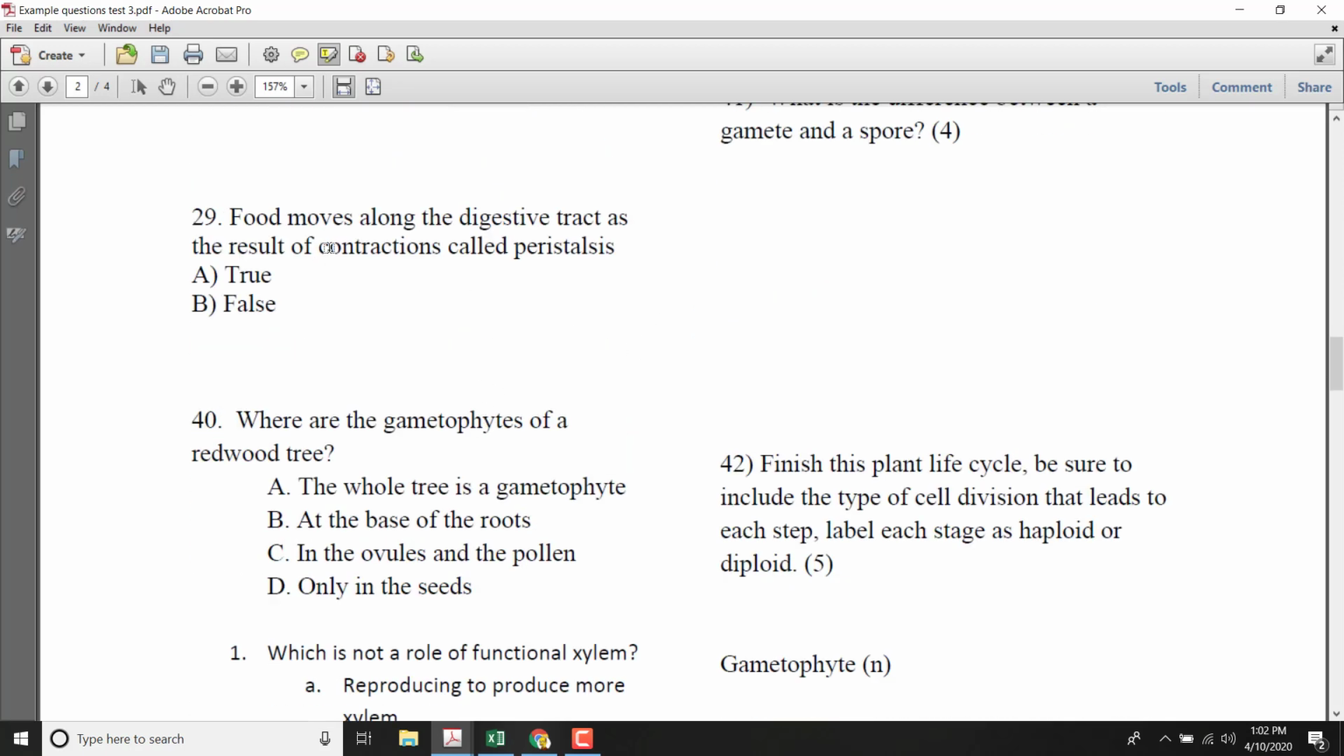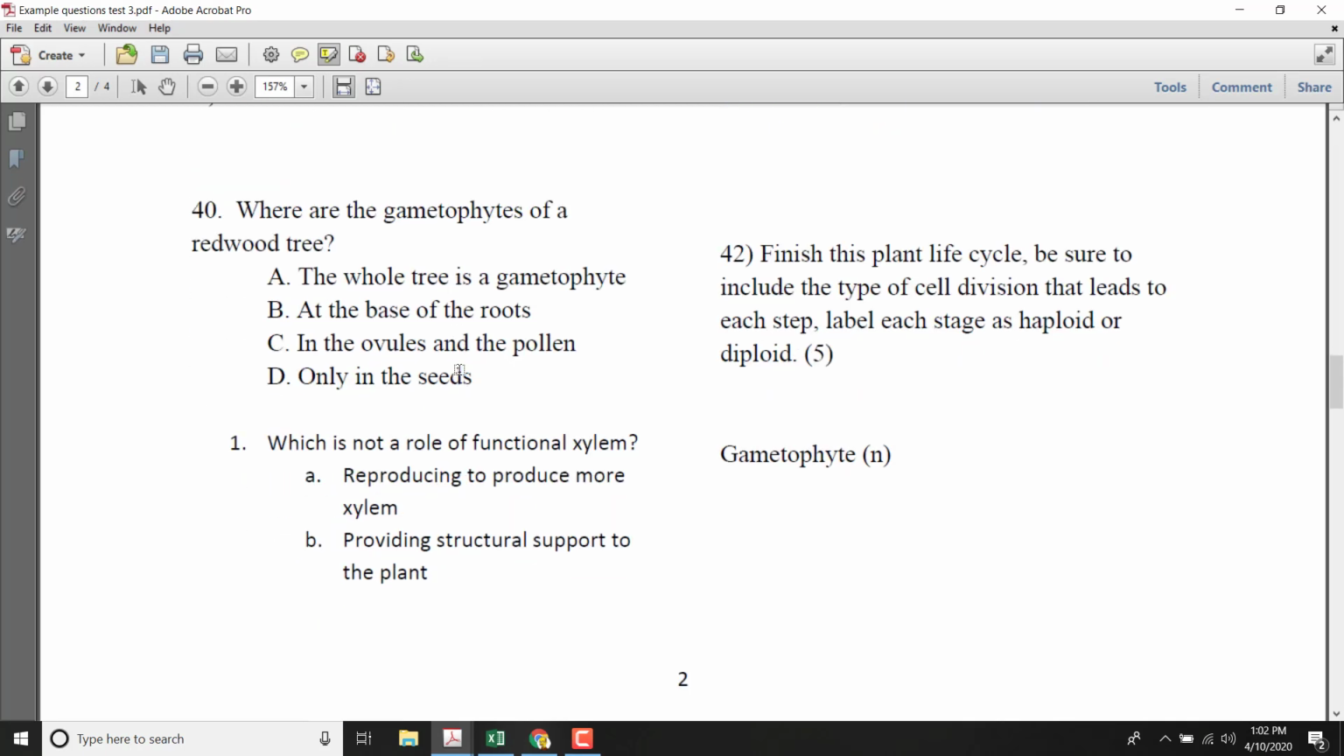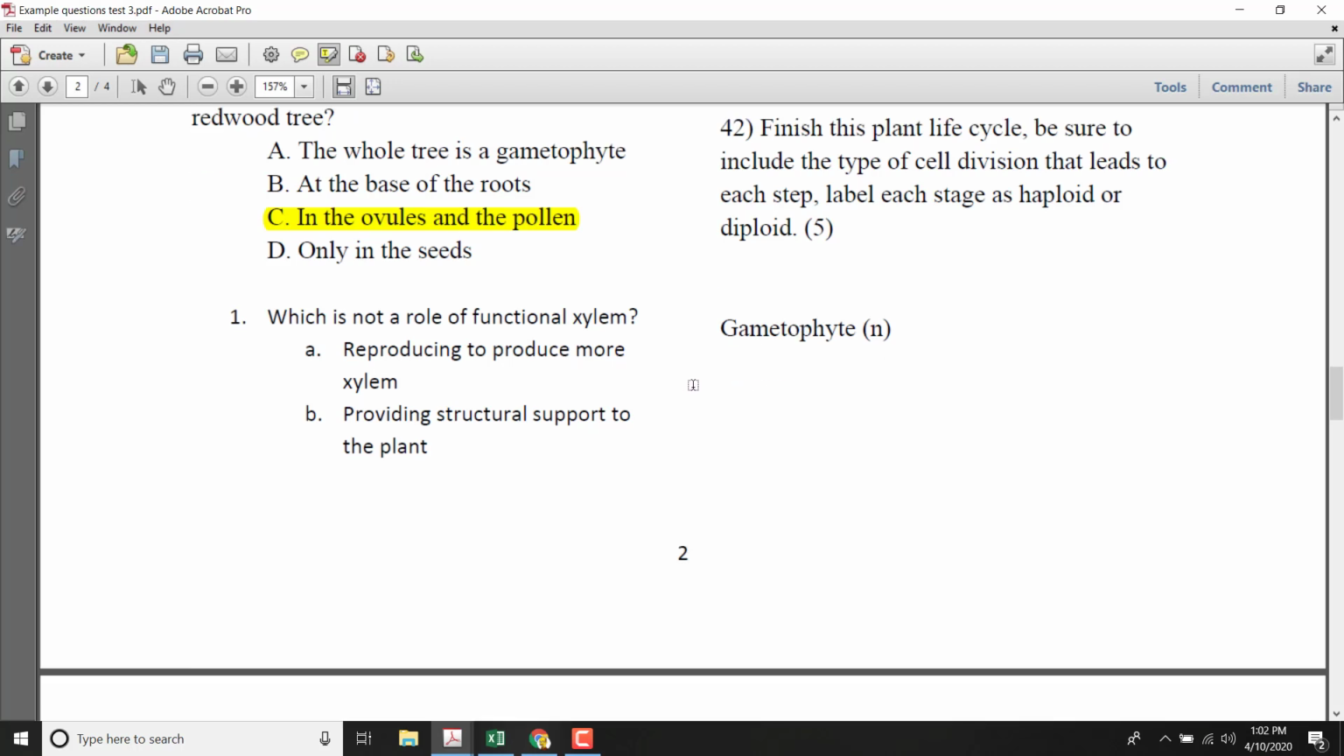Food moves along the digest. Oh, this is kind of a leftover from an old test. You should be able to answer that one. That's true. What are the gametophytes, or where are the gametophytes of a redwood tree? The whole tree is a gametophyte, at the base of the roots, the ovules and the pollen, or only in the seeds? Well, the ovules and the pollen both are, or at least contain, gametophytes, right?